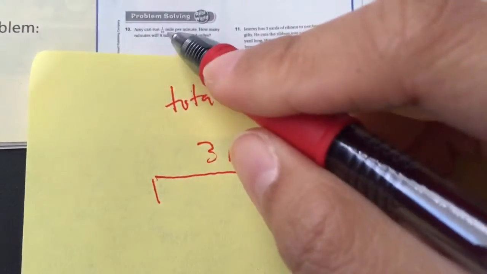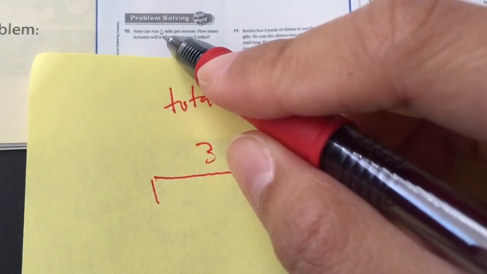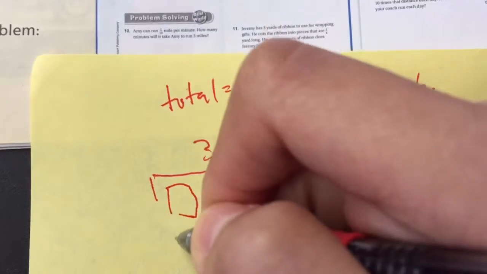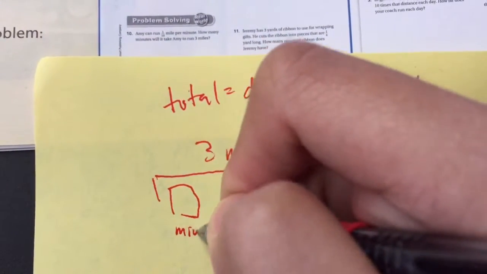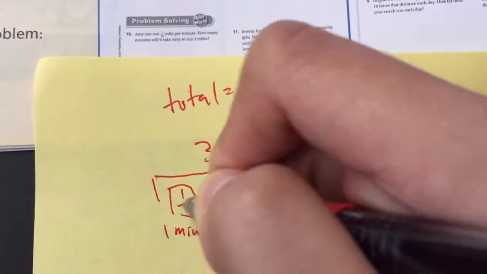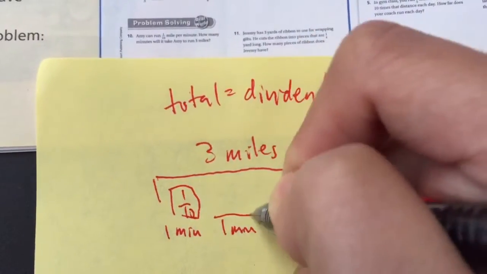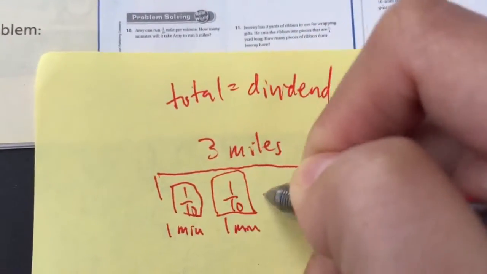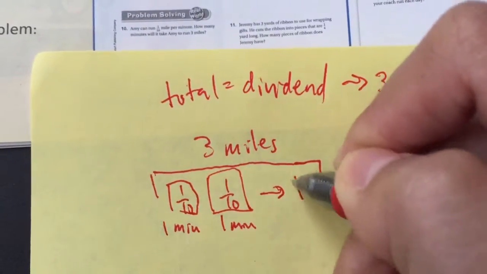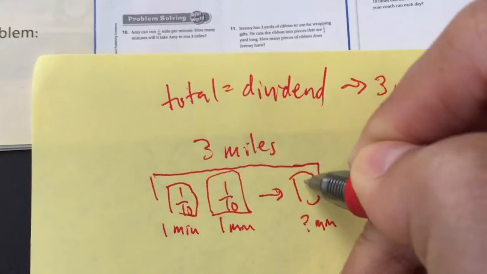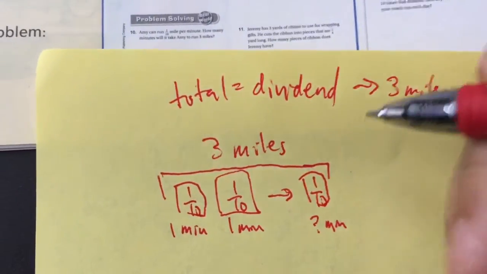And what's she doing at each mile? She could run 1/10 of a mile per minute. So this is minute 1. She ran 1/10 of a mile. This is your second minute. She ran another 1/10. You don't know how many minutes she ran. This is a question mark minute. You don't know how many minutes, but you know each time she's running 1/10.